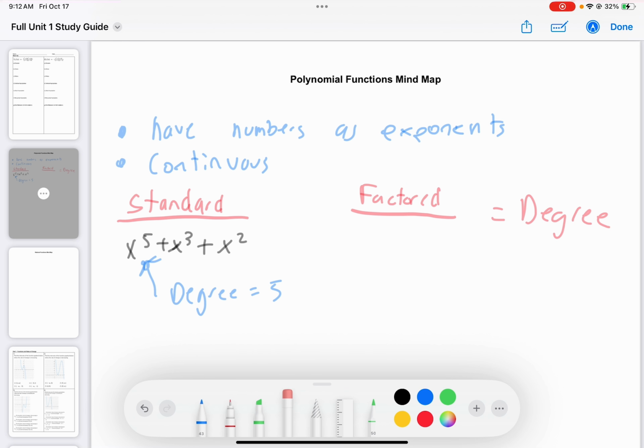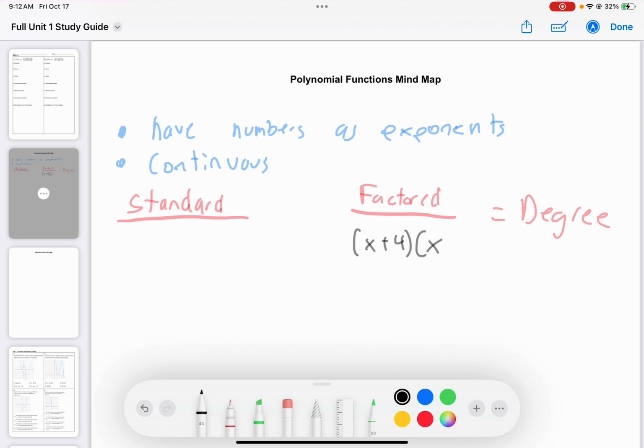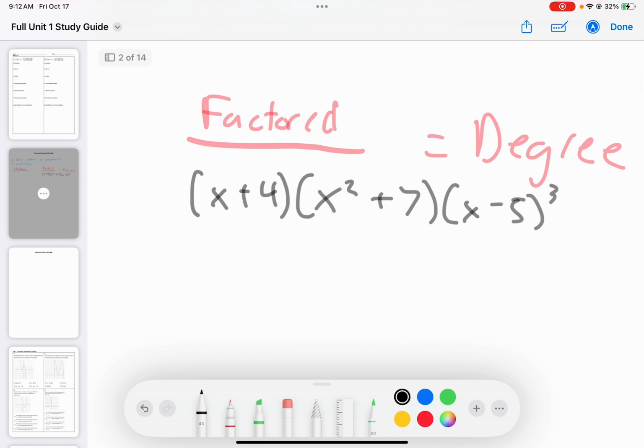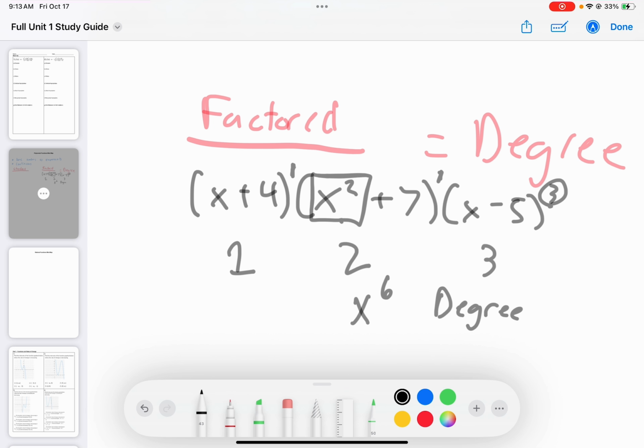In factored form, we're going to have to add these up. Let's say I had something like this, times x minus 5 to the third. Well, the degree here for this x is 1, so I'd have 1 here. There's a 1 here, but this is already an x squared, so there's 2 here. And then this is to the third degree, and I would add these up, because if I converted this to standard form, my leading term would have a coefficient of 6. So the degree is equal to 6.